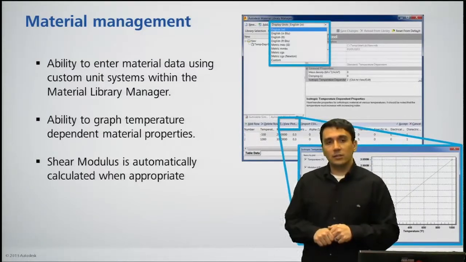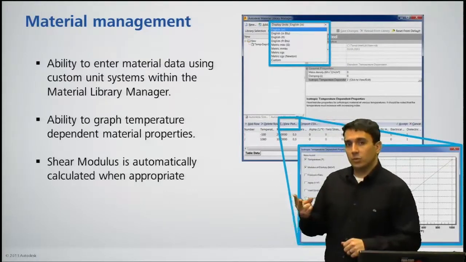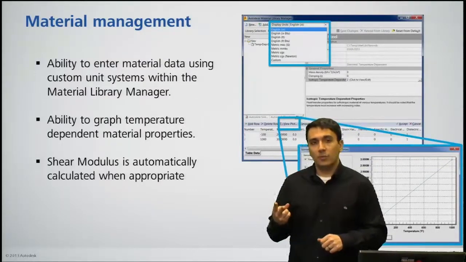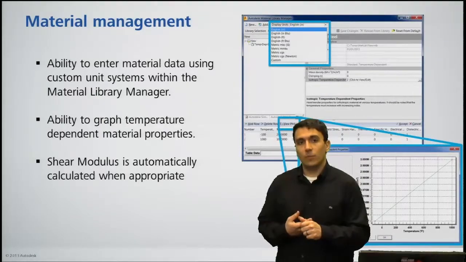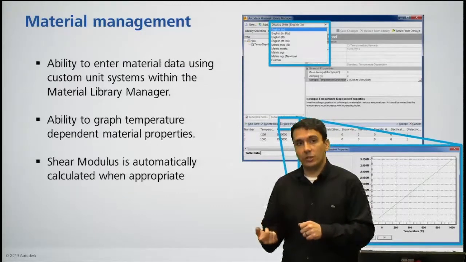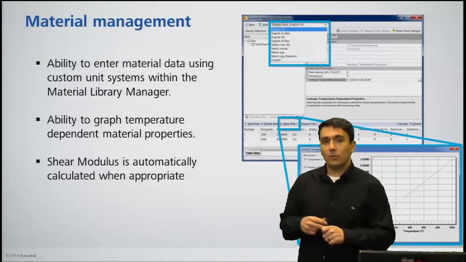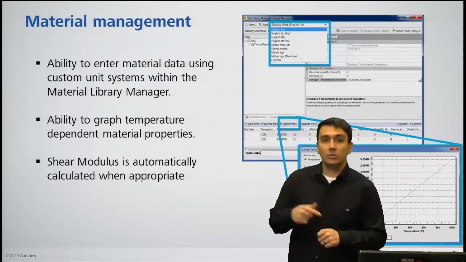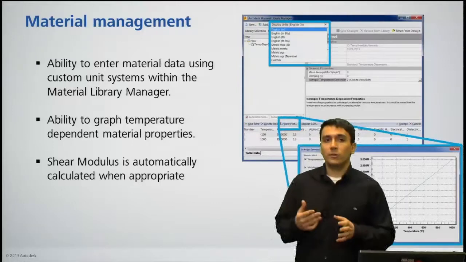In static stress, when you're dealing with isotropic materials, you only really need two pieces of information. You need modulus of elasticity and Poisson's ratio. Of course, if you have Poisson's ratio and shear modulus, you can back calculate modulus of elasticity. Or if you have shear modulus and modulus of elasticity, you can calculate Poisson's ratio. So only two of the three are needed.